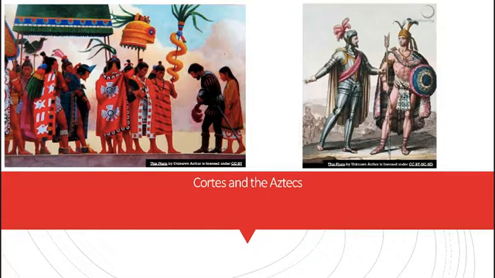But the next time he returns with 600 men. 600. And this time he's not drawing lines on the wall. This time he's bringing guns, he's bringing his swords, and they're just killing people. Okay, they conquer the Aztecs. So, Cortez conquers the Aztecs with 600 people, and basically all because he wants their gold.